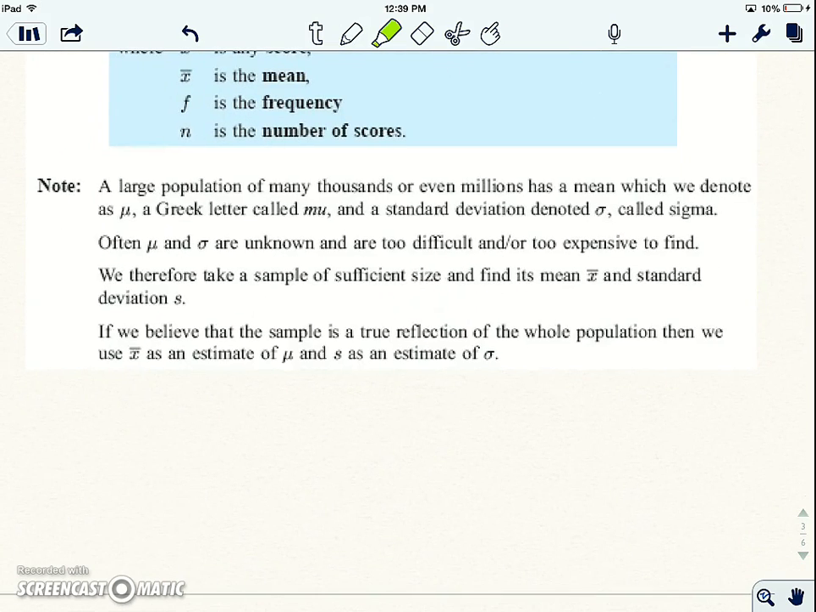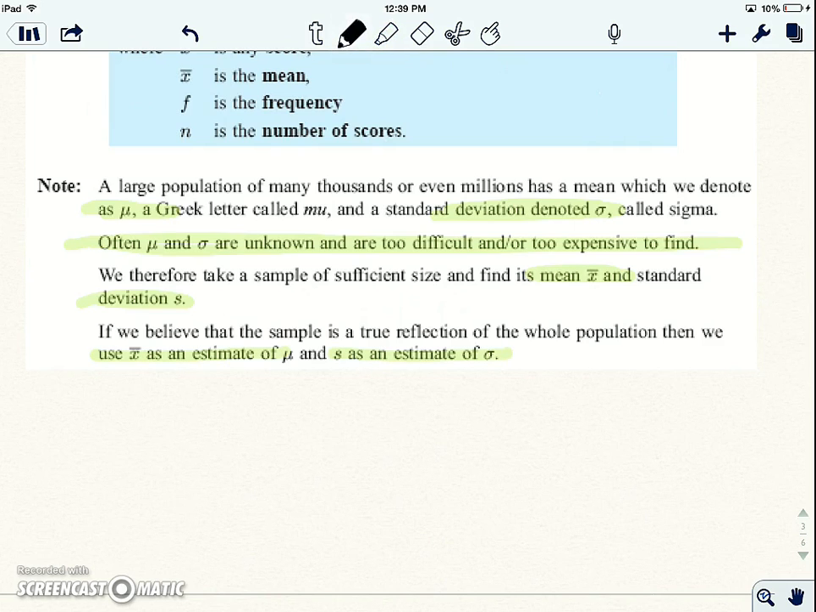Before I show you that example, let me read this. Note, a large population of many thousands or even millions has a mean, which we denote mu, and a standard deviation called sigma. Often mu and sigma are unknown and too difficult or too expensive to find. Therefore, when we take a sample of sufficient size, its mean is x bar and its standard deviation is s. If we believe that the sample is a true reflection of the whole population, then we use x bar as an estimate of mu and s as an estimate of sigma.